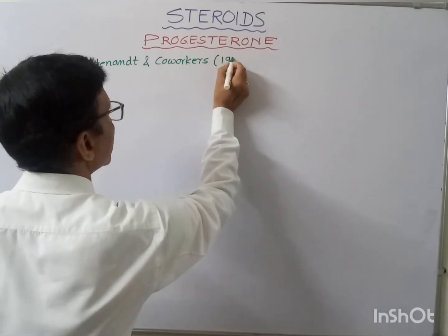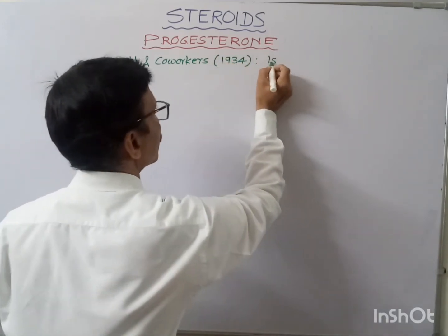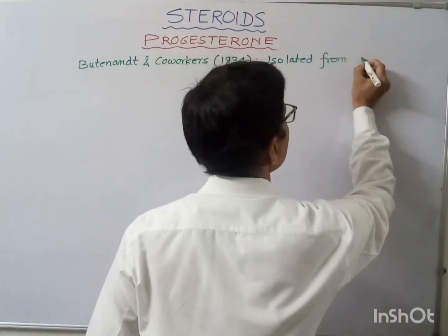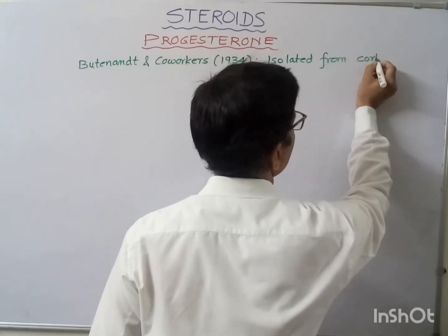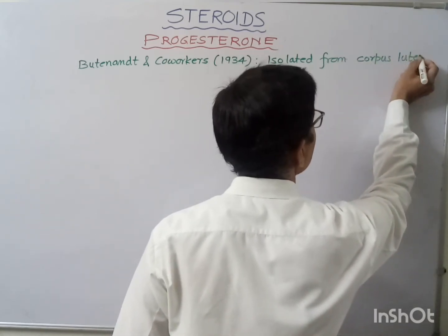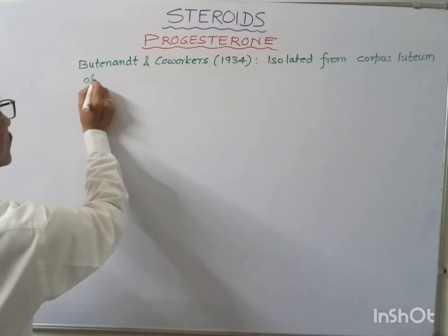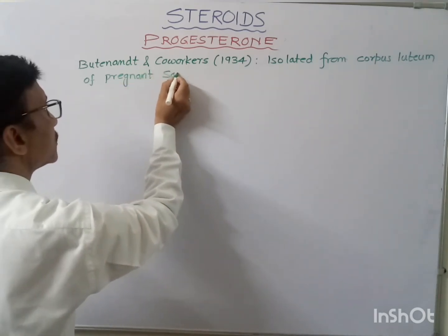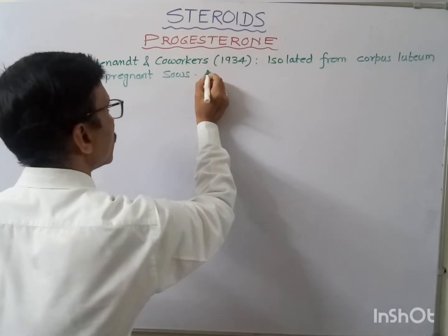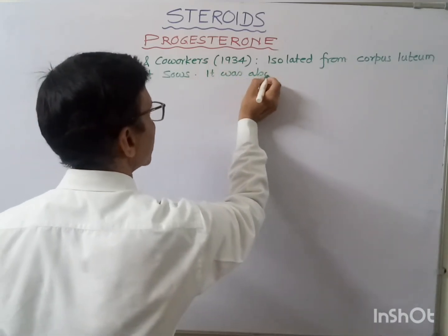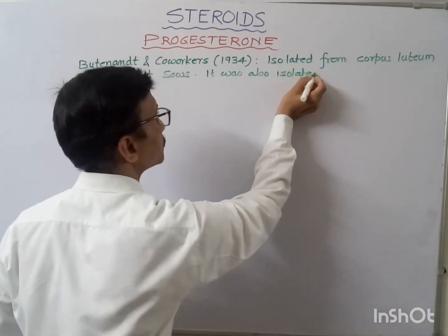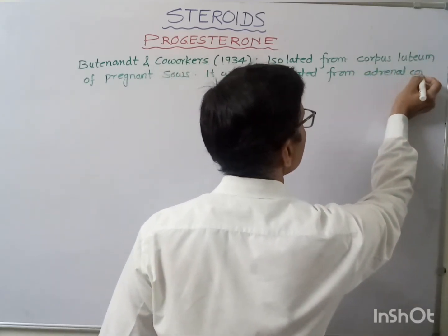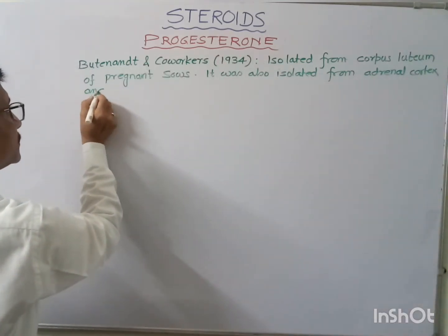progesterone in 1934 from this corpus luteum of pregnant sows, and also it was isolated from adrenal cortex and placenta.